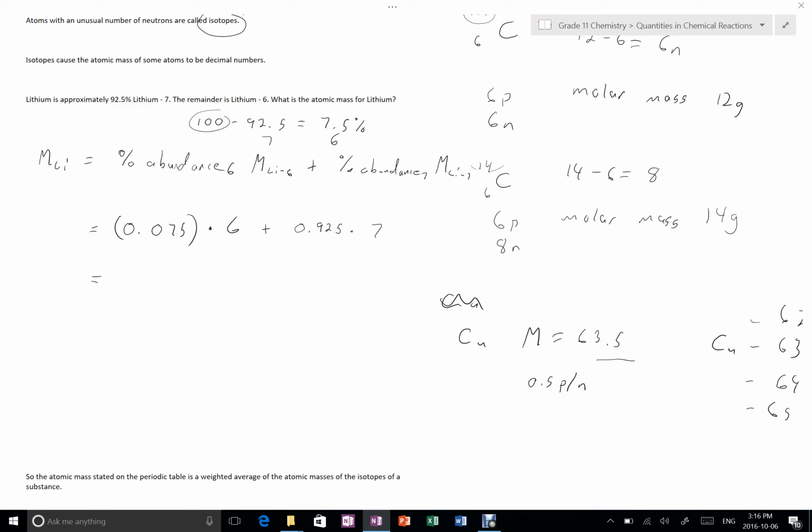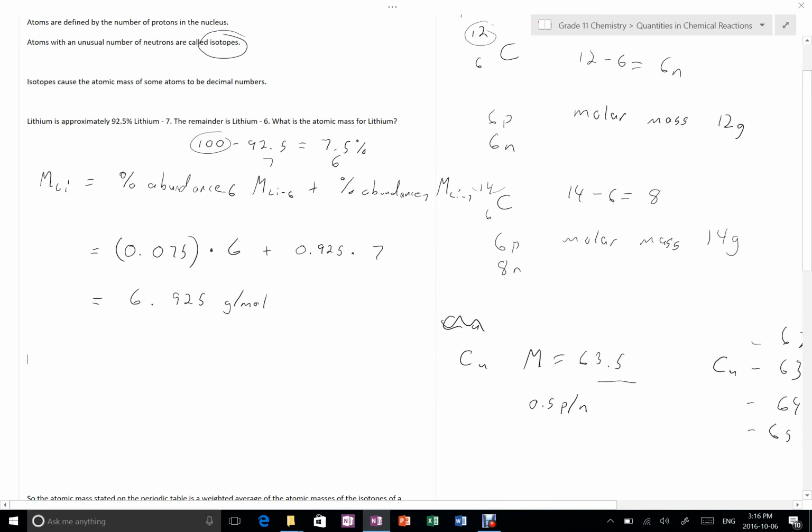Using my calculator here, I get the molar mass for lithium at 6.925 grams per mole. So taking into account the different isotopes of lithium, we don't get a molar mass of 7 because that's only some of them. We don't get a molar mass of 6 because that's not very many of them at all. That's some other percentage of them.